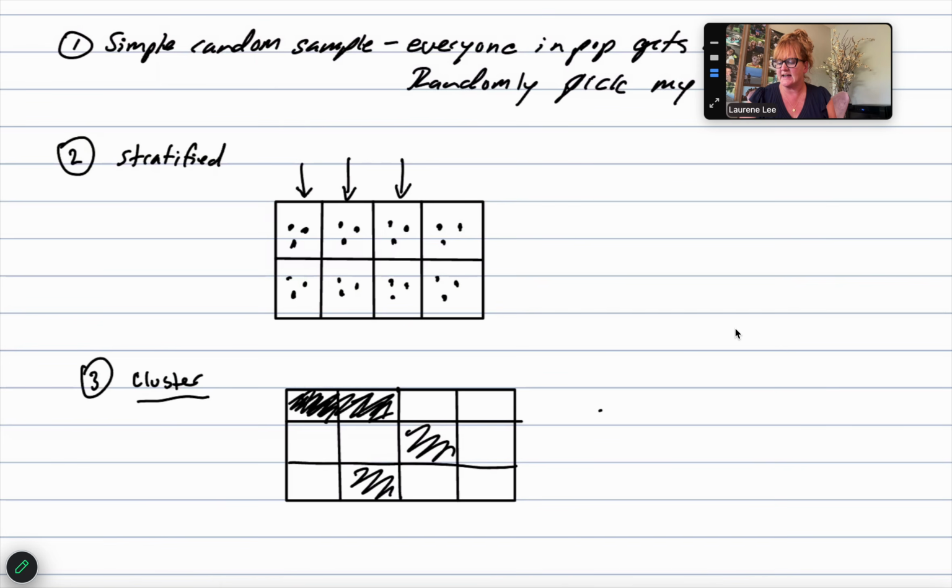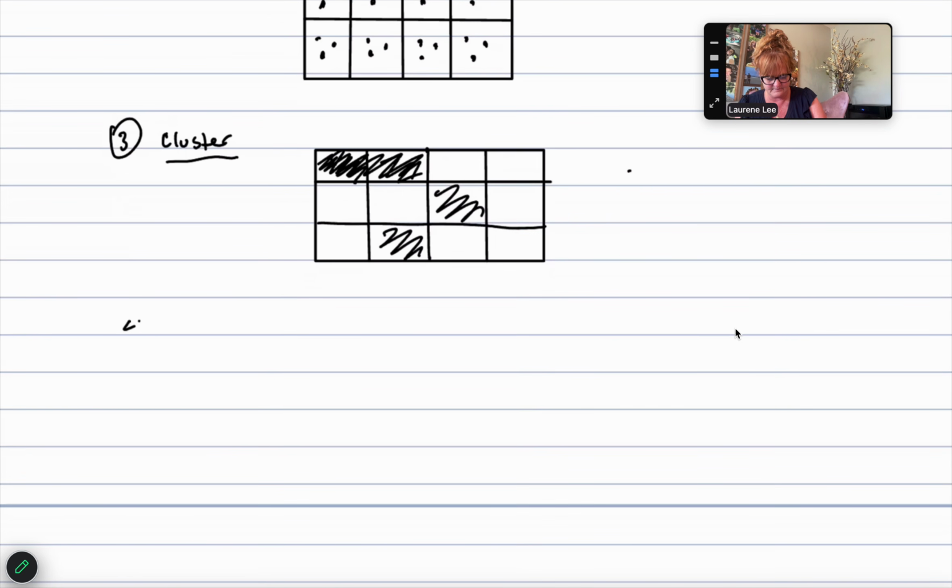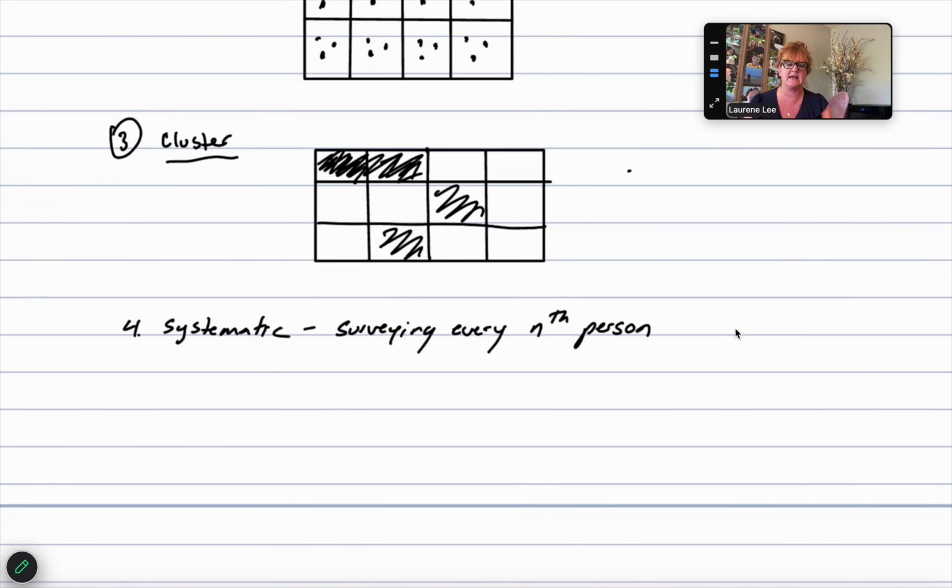All right, next type of sampling is called systematic sampling. Systematic is surveying, we say in math, every nth person, or sometimes people use the letter K. All this means is that n can be any number you want. So like I'm going to survey every 3rd person or every 12th person or 10th person.